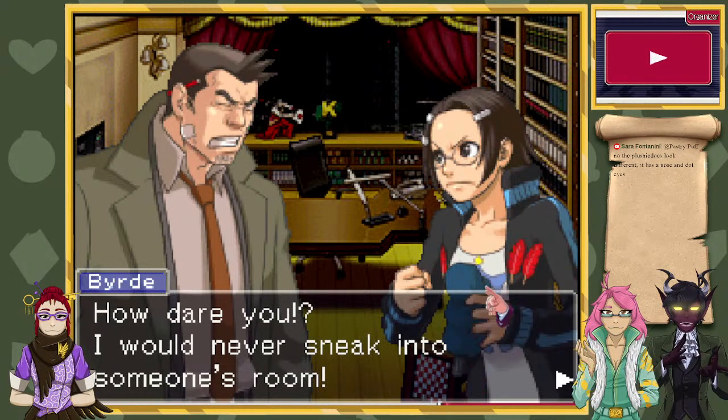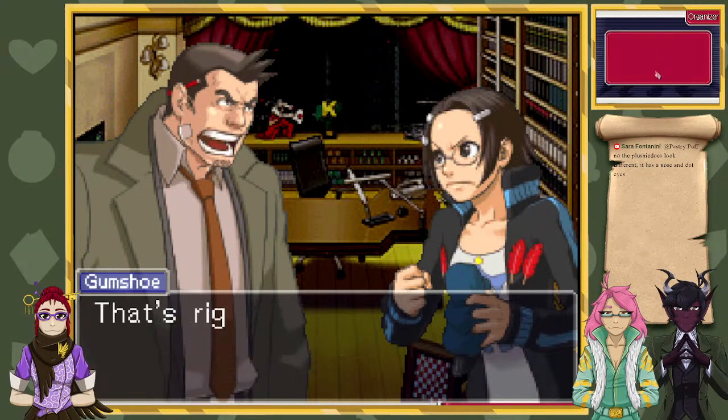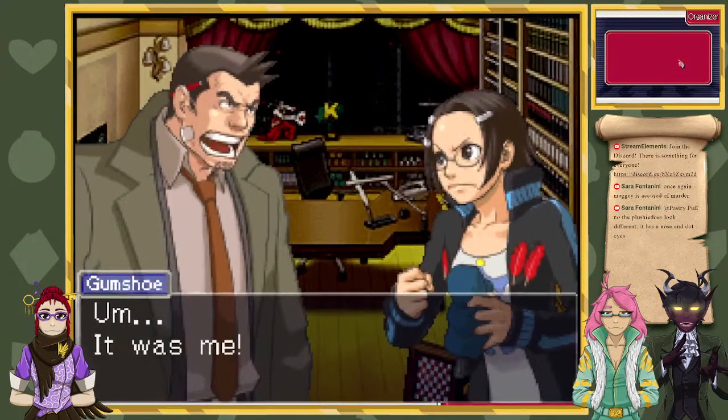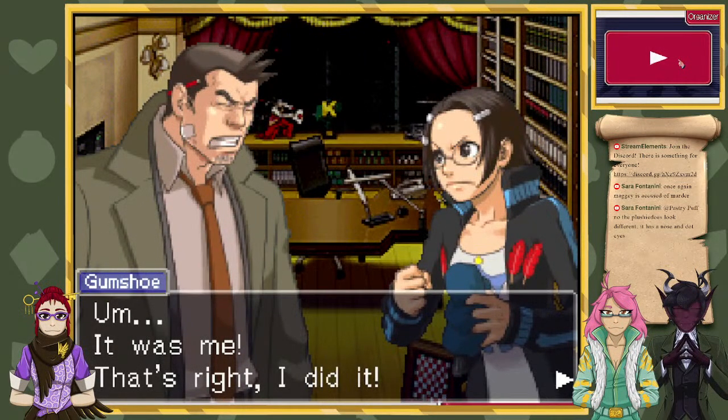Oh, she has a hat. I want to see her with the hat on. That's the best outfit so far, 100%. I refuse to believe that Maggie's the culprit, pal. I think this face makes her look older. This entire Maggie looks just so young. I don't think she looks younger than the other two. Than the other Maggies? Yeah. Yeah, no. I think so. I do.